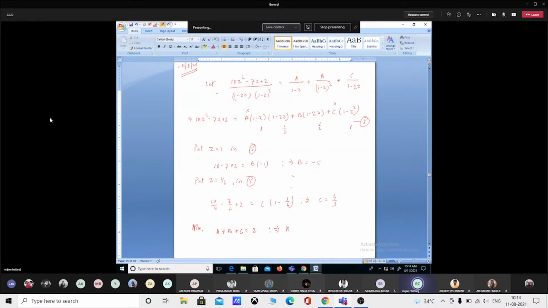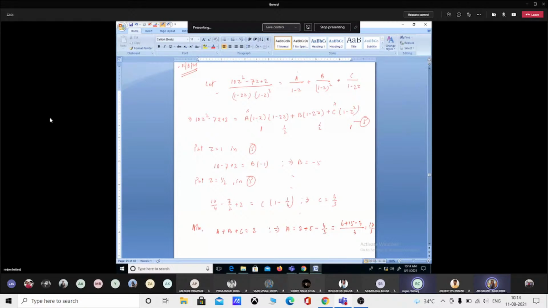a equals how much? 2 minus b. Minus b equals how much? Plus 5, and minus c, it is 4 by 3. So whatever may be the value, it is 6 plus 15 minus 4 by 3. So how much is it? 17 by 3.